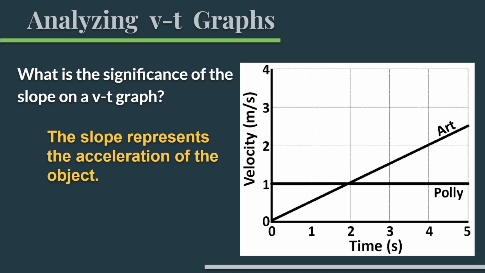And if you look at it, Polly's slope is 0, which makes sense. We just said she's not accelerating. She has constant speed. Art, on the other hand, has a slope to this line of 1/2, because he travels, in 2 seconds, 1 meter each 2 seconds. Okay, so rise over run, 1 over 2. His is 1/2, so 1/2 meter per second every second is how much faster he is getting. And you can see that here with his slope.